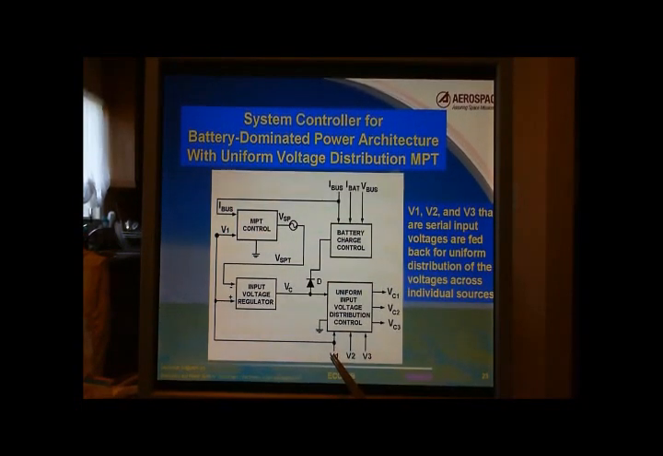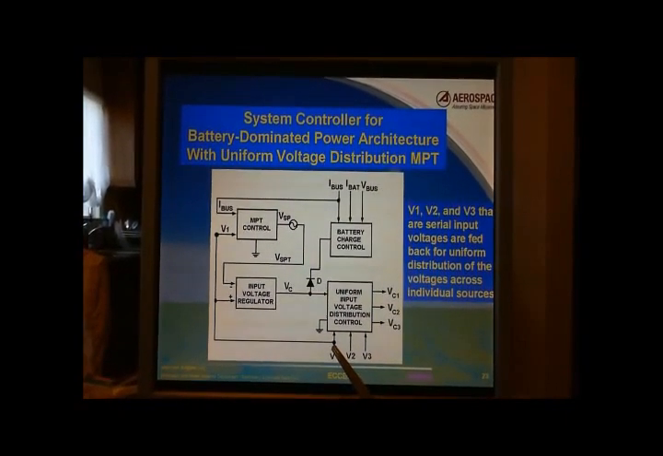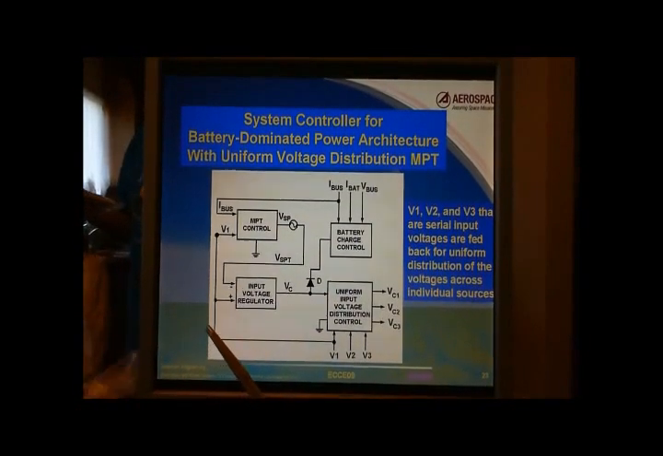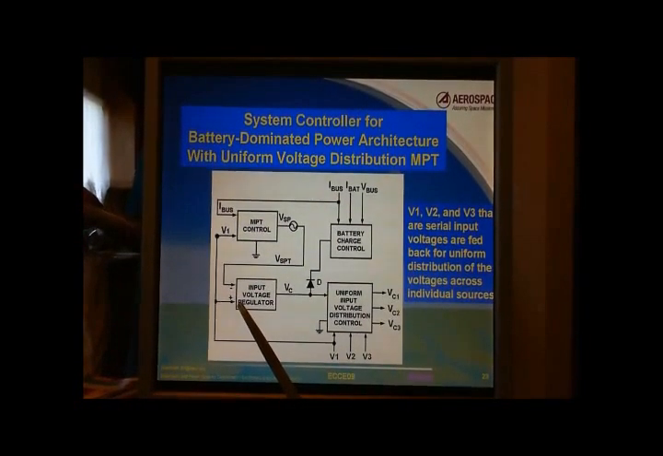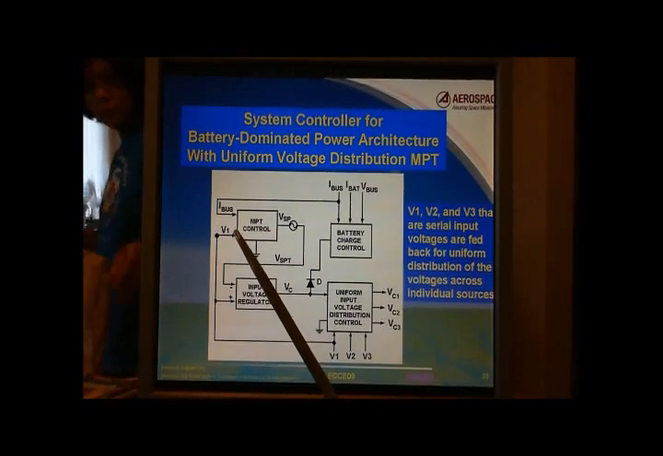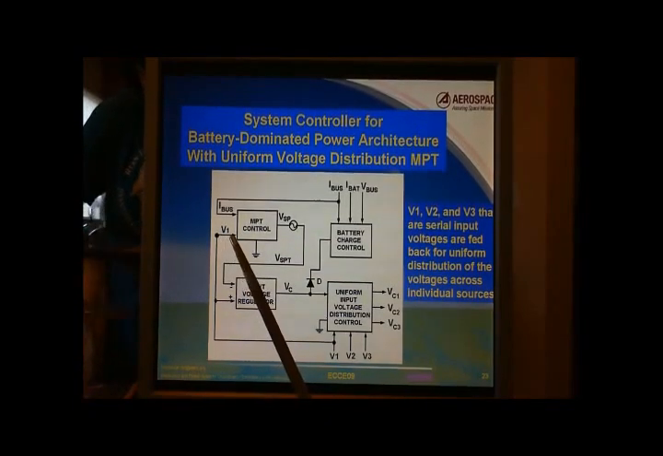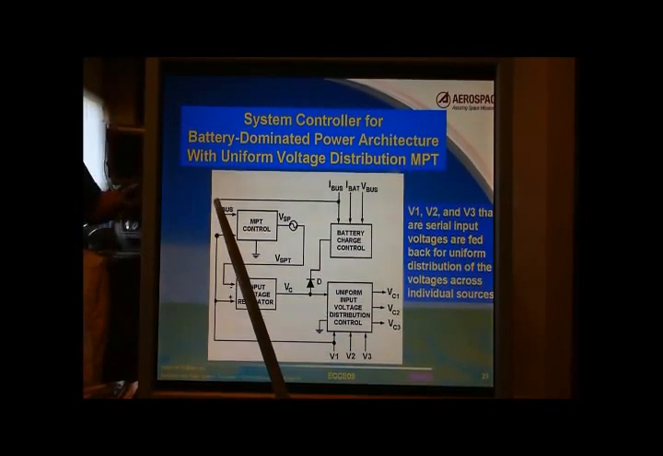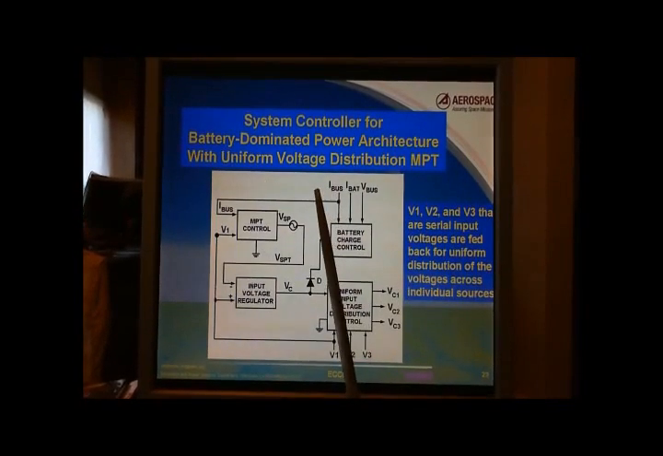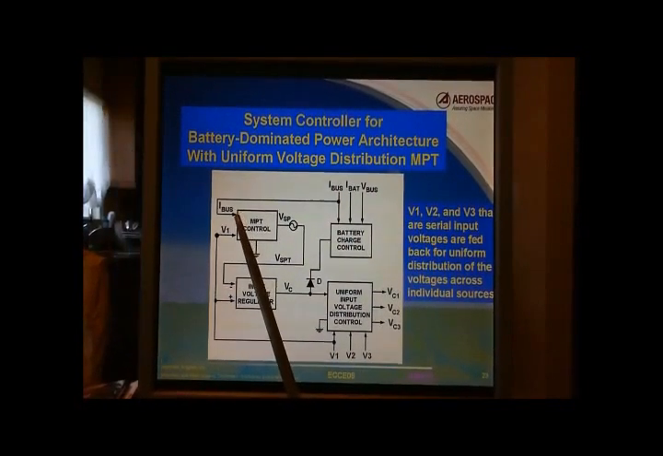V1 is considered the total serial input voltage, that is, the summation of all sourcing voltages. In this case, the sourcing voltages across power source number 1, power source number 2, and power source number 3, added together, form the total serial voltage fed to the input voltage regulator, and at the same time fed to the MPT control. The other side of the MPT control is also fed by the sourcing bus current Ibus that represents the power signal.